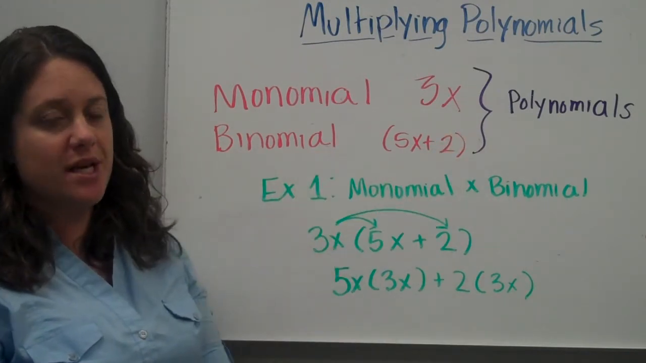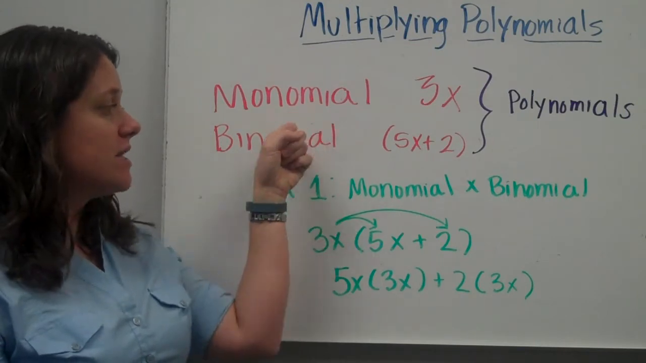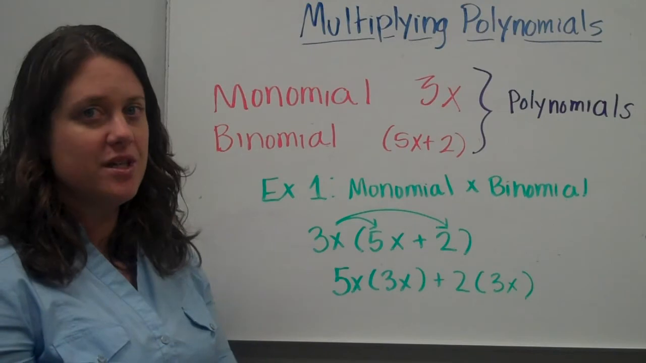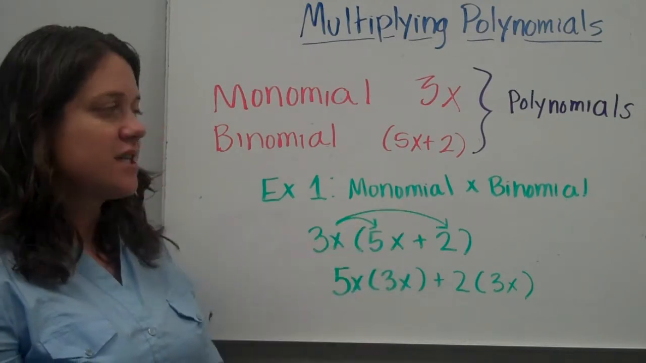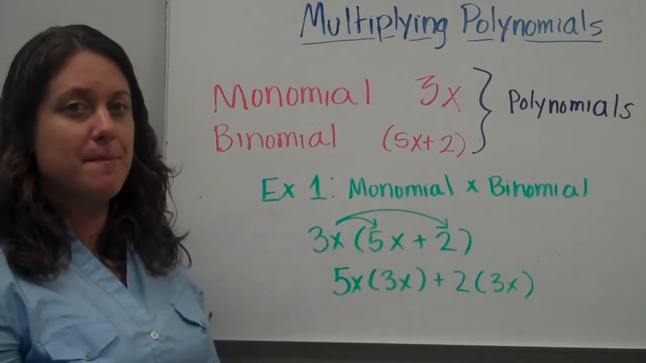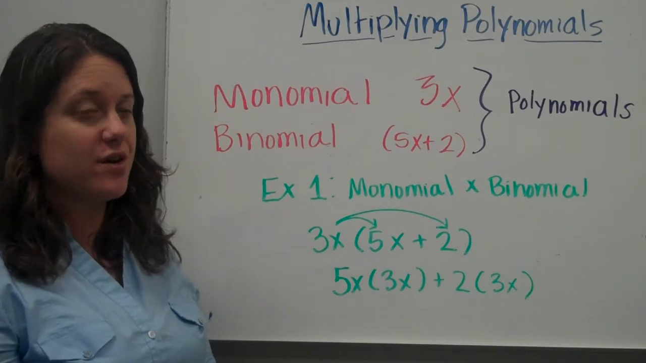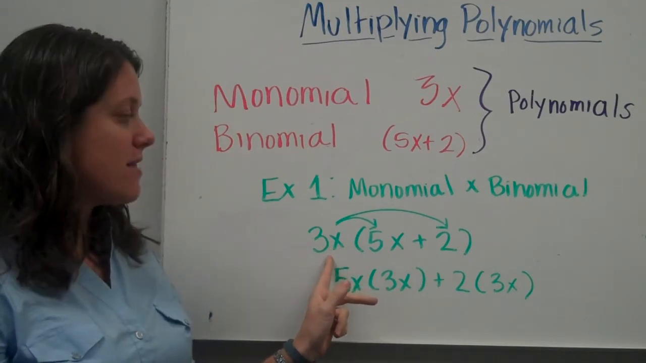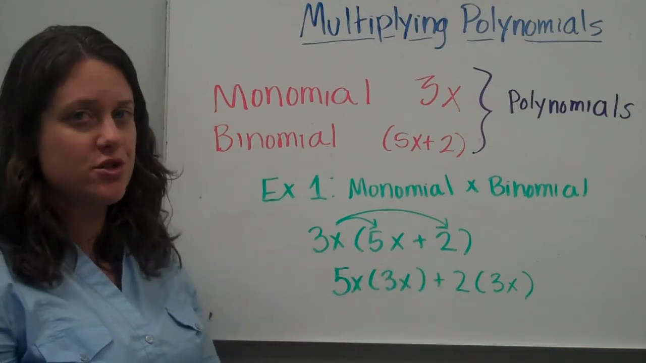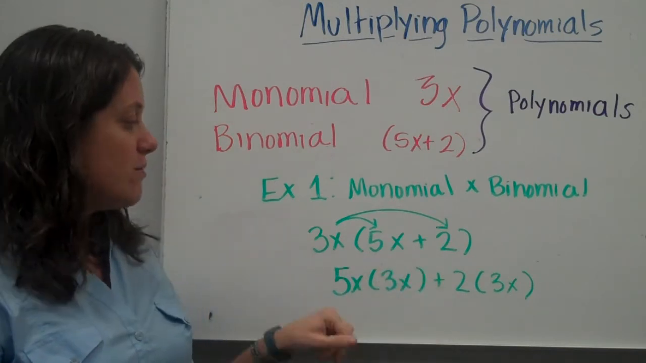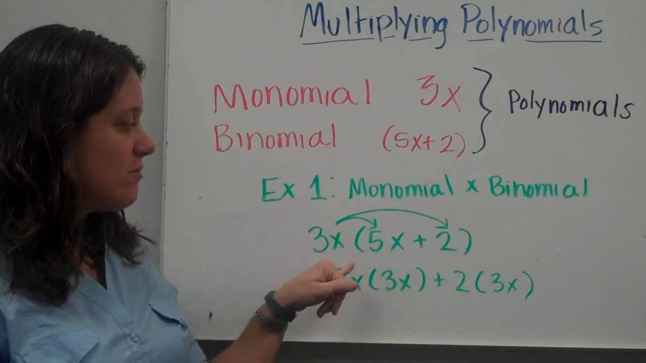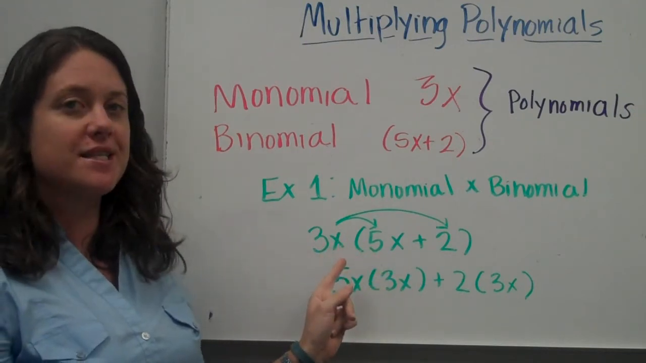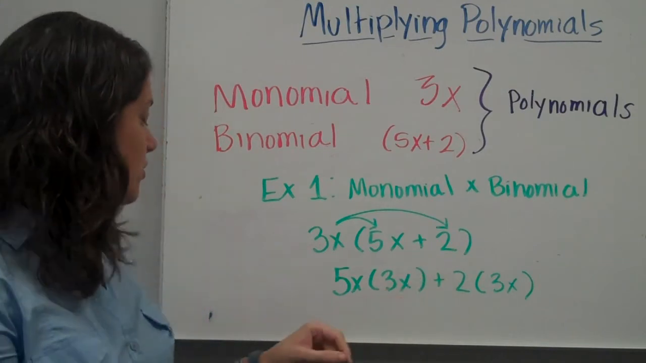So today we're going to focus on multiplying a monomial times a binomial, as well as a binomial times a binomial. Our first example is multiplying a monomial times a binomial. That's not too difficult. You've got the monomial out front, and you need to multiply that by each term. In other words, you're just distributing. So you multiply by the first one, the 5x times the 3x, and then you multiply it by the second term, the 2 times the 3x.